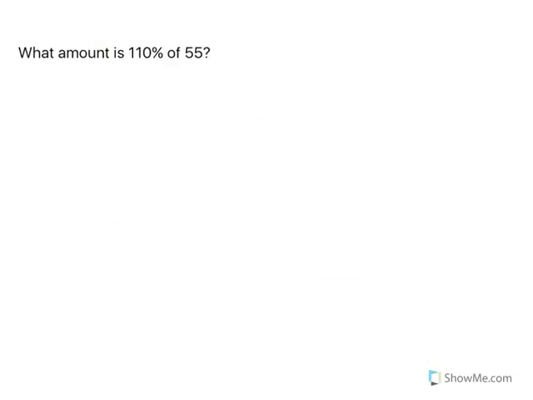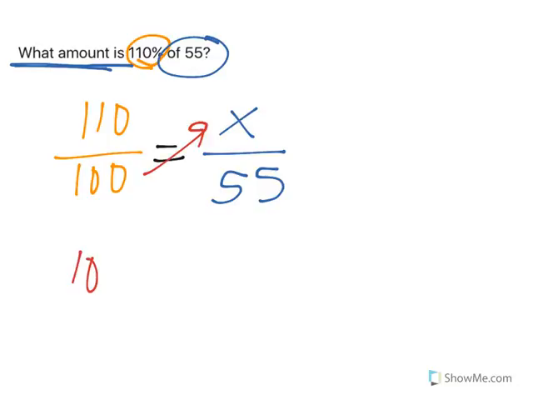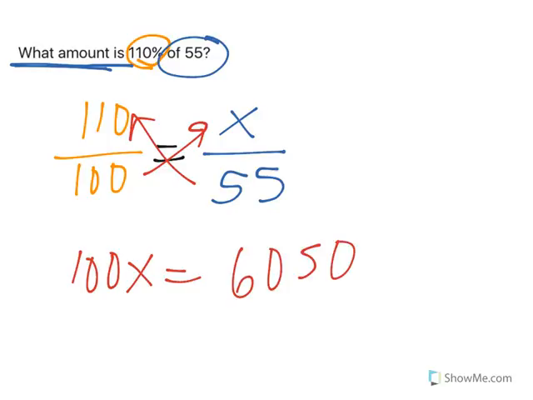Next one. What amount is 110% of 55? Well, I start with my percent. 110 over 100 is, well, I see of 55. Of implies the total goes in the bottom. What amount is? So there's my x on the top. When I cross multiply, 100x equals 6,050. I divide both sides by 100, and x equals 60.5.